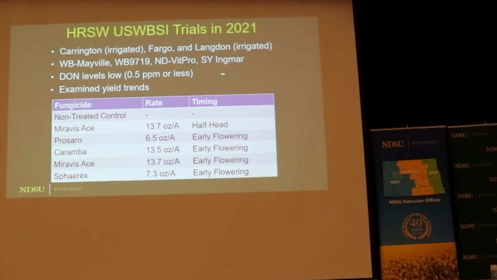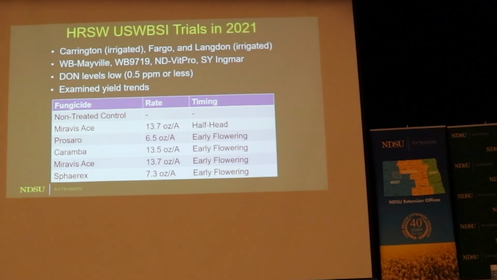Across these trials, these were the 4 varieties that were looked at. Mayville and 9719 tend to be more susceptible to scab. These, what I would call middle of the road to slightly better for scab resistance. And all these locations had DOM levels less than 0.5, meaning that it wasn't completely void of scab, but it was pretty low regardless. And I looked at the yield trends.